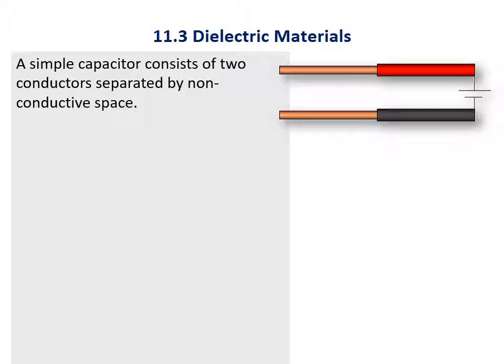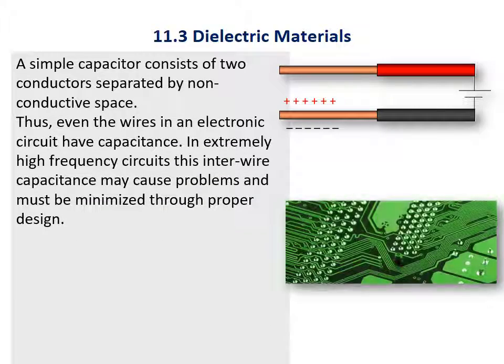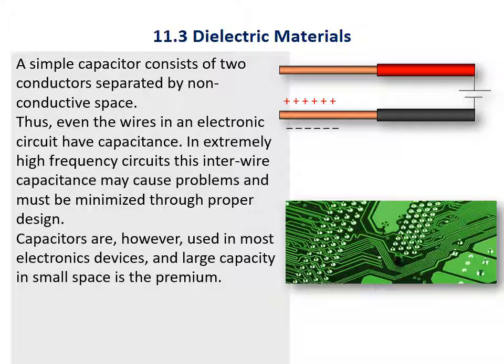A simple capacitor consists of 2 conductors separated by non-conductive space. Thus, even the wires in an electronic circuit have capacitance. In extremely high frequency circuits, this inner wire capacitance can cause problems and must be minimized through proper design of these circuit boards.